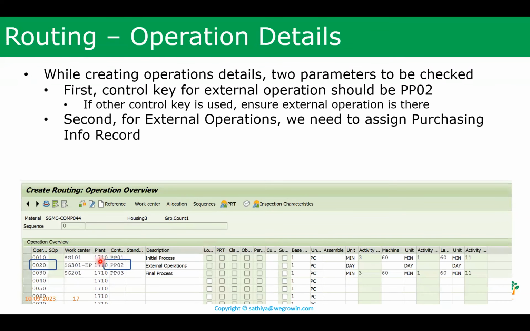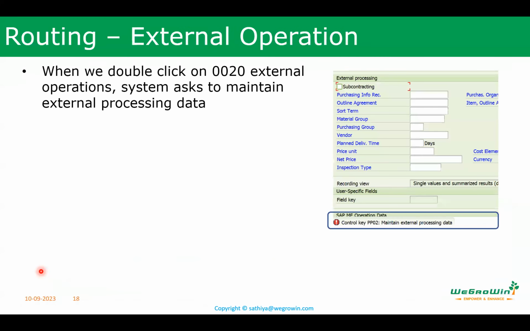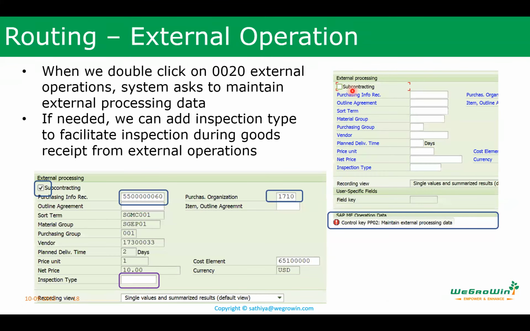The second point we check is that we have to assign the purchase info record for this. To see the purchase info record, double click this item. Hope you remember, in the routing when you scroll down, there was an option for subcontracting. In that subcontracting, you have to tick it and put this info record there, external operation. Then the purchase organization, those things you have to update.